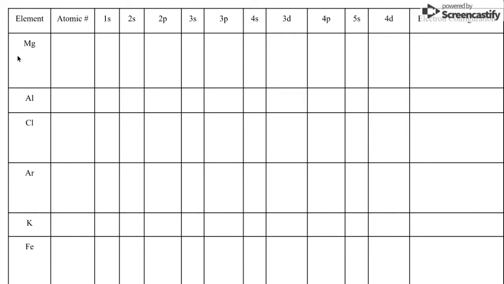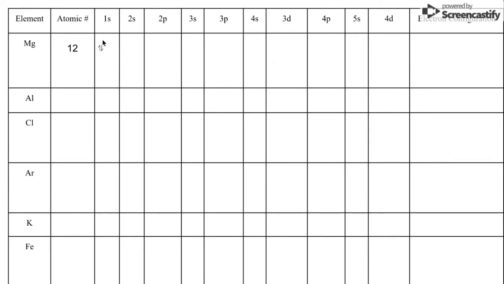Starting with magnesium, you're going to want to fill in the atomic number for each of these elements. The atomic number for magnesium is 12. Remember, there are always the same number of protons as electrons in a neutral atom. If there are 12 protons for the atomic number, then there are also 12 electrons. Let's see how those 12 electrons would fit in the orbitals.